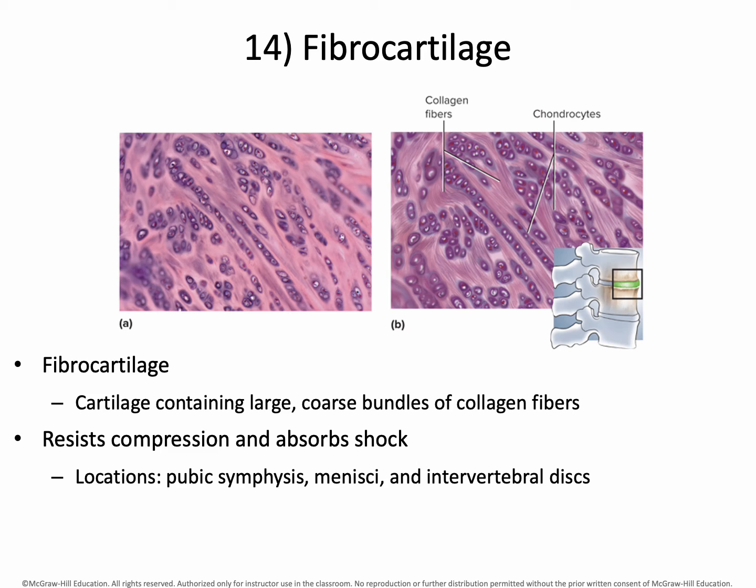Fibrocartilage has collagen, bundles of collagen. So you'll see a pink staining collagen as you see in this one. You see the lacunae, the little holes, and you can tell how some of them are running parallel to these collagen fibers. You see that in the pubic symphysis, the meniscus of the knees, and intervertebral discs, places where you need that cartilage to be very tough, a little more tough than regular hyaline cartilage.